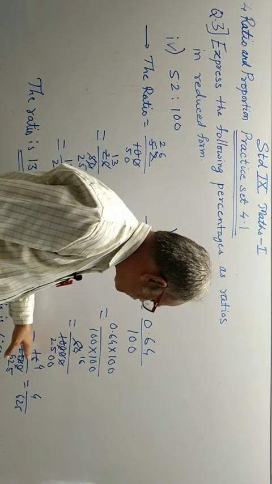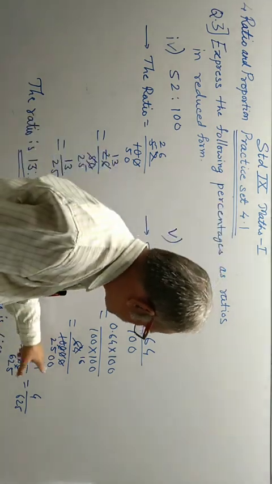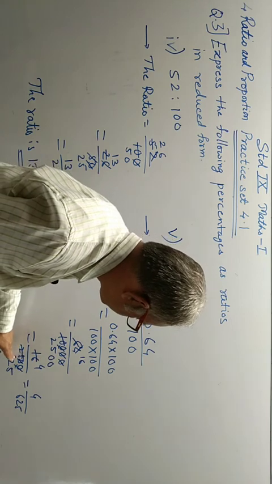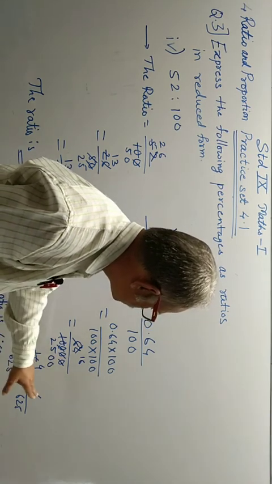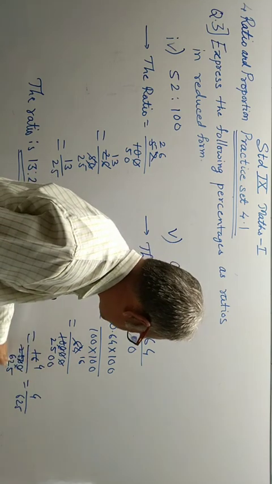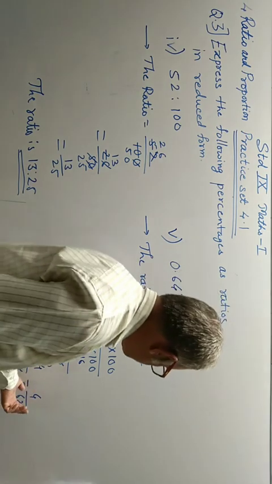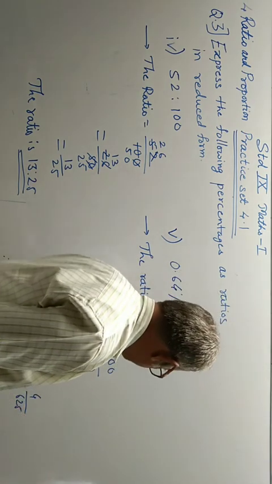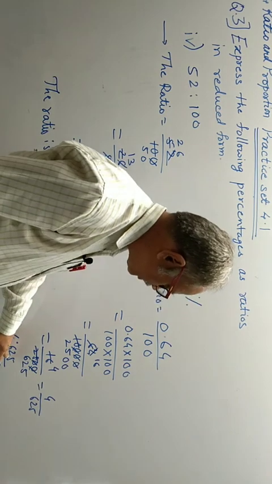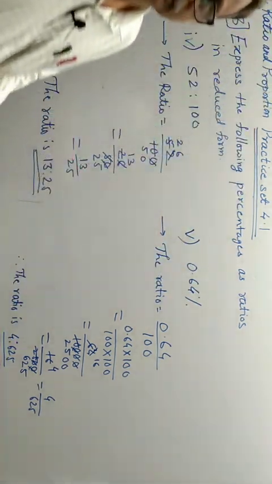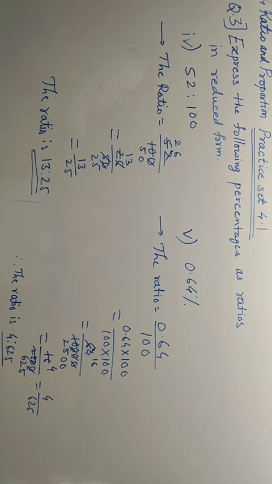So 16 upon 500. Again divide by 4. 4 4s are 16, 4 6s are 24, 1 remain, 4 2s are 8, 2 remain, 4 5s are 20. So what is the numerator? 4. What is the denominator? 625. Further, it is not divisible because 625 is divisible only by 5 and 4 cannot be. So the ratio is 4:625. Neatly complete it.